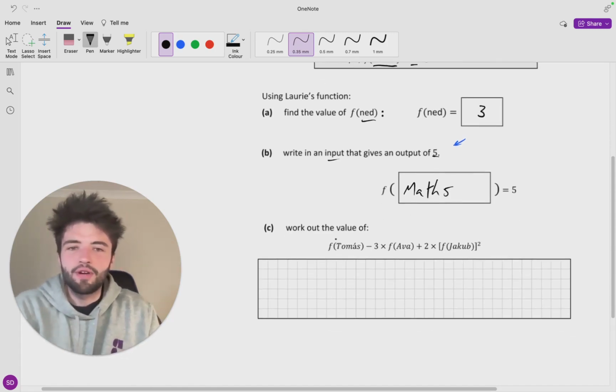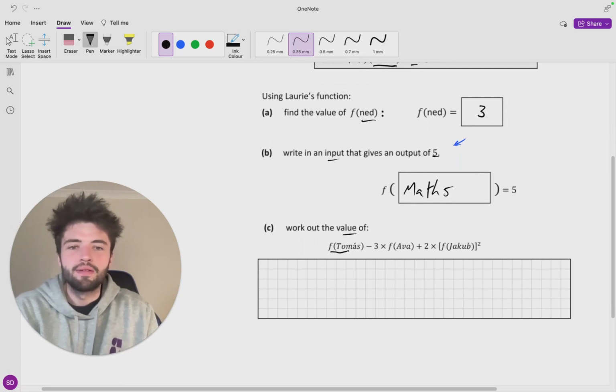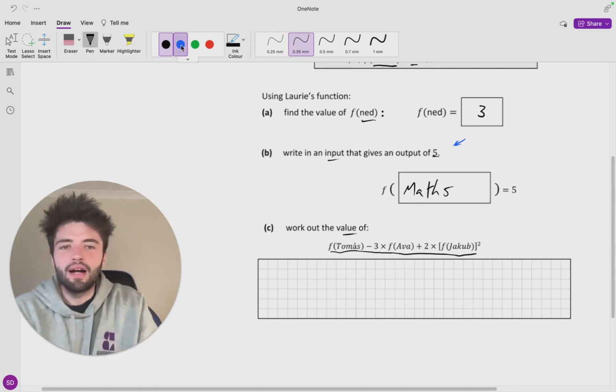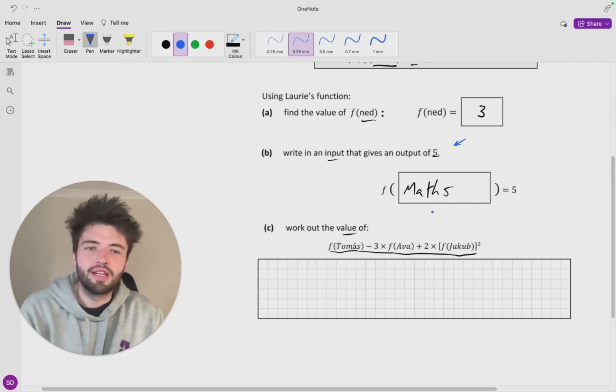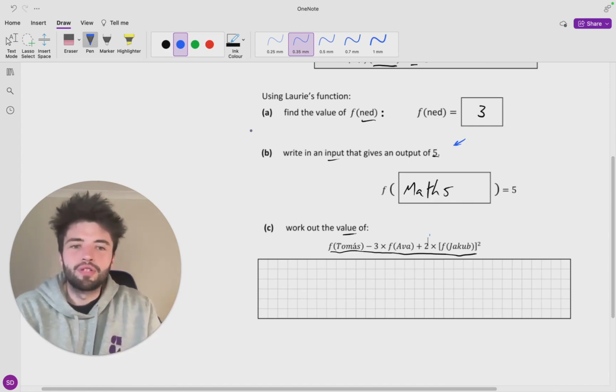And then for part C, we're asked to work out the value of this expression here. There's going to be a little bit of a test of our knowledge of functions as well as our ability to do order of operations. It looks a bit weird to see it in this form, because you've got functions and numbers and it's all a bit mixed up. But we know that the output of this function is a number.